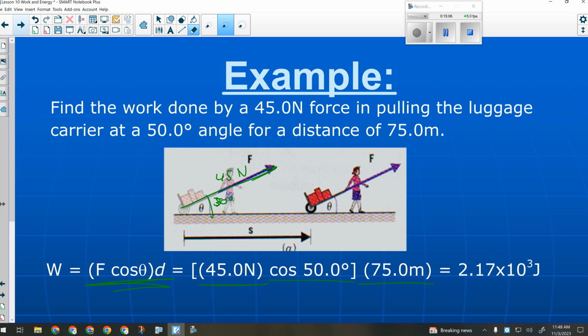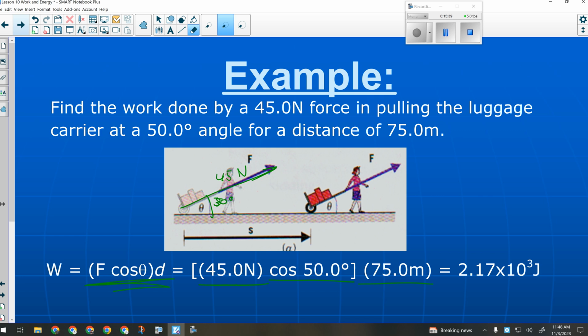Now, how will I recognize or identify that work has been done over that 75 meters? Okay, it's moving, but it could move and I still haven't done any work on the cart. What are some other signs that I'm doing work? If I get tired, I'm expending energy. The net force is lower than the applied force?